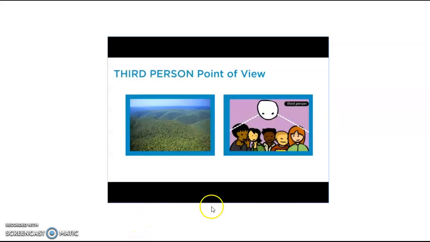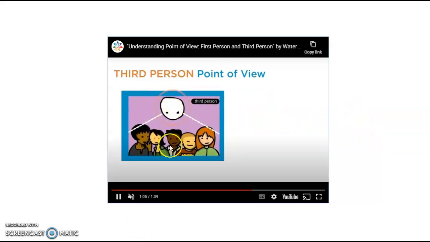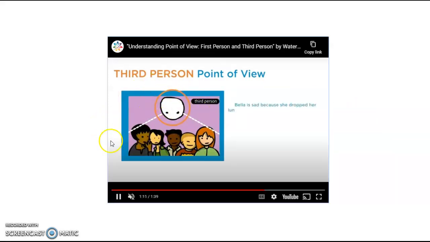Third person point of view means someone that's outside of the story is telling the story. So see, this narrator is not one of the children in the story. It's somebody outside of the story who can see everything that's going on because they're not actually in the story. So listen to this story from a third person point of view.